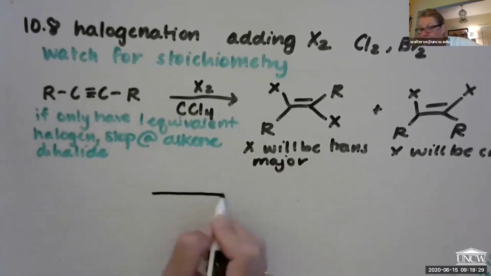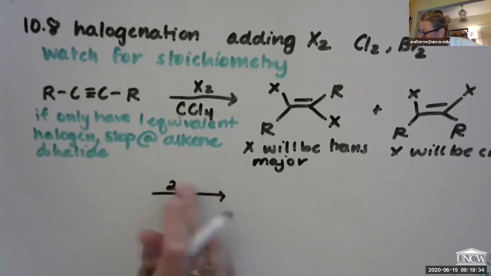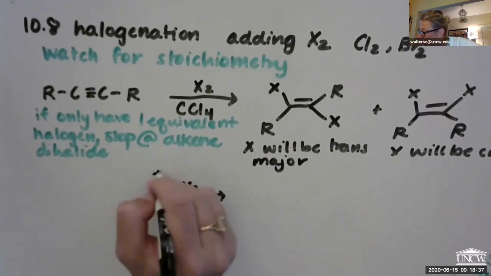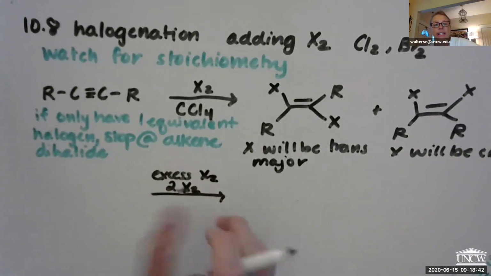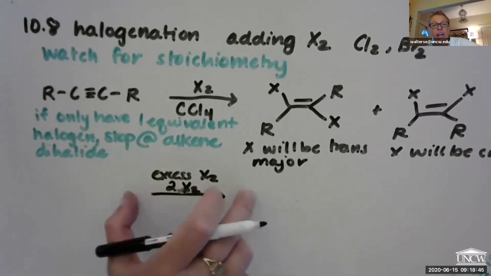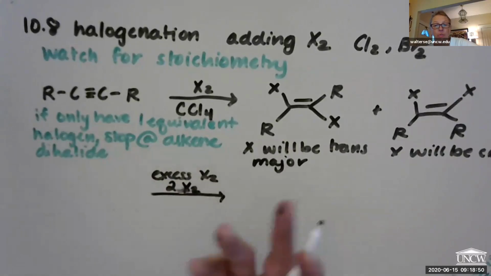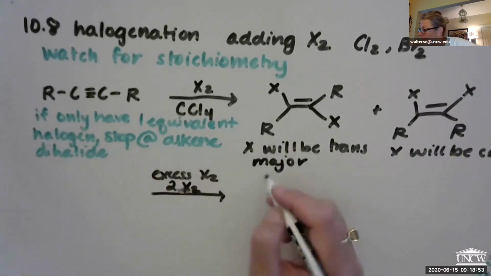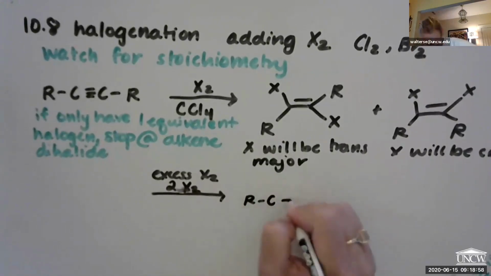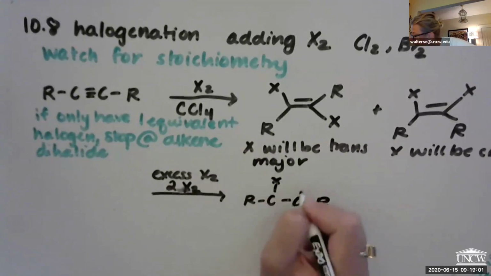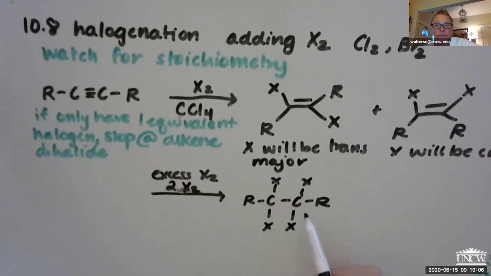If instead you take that same reactant and you either write 2 X2, or you could write excess X2. So it just means that this is in significant concentration so that the halogenation reaction occurs twice, and then you would end up with a tetrahalide like this. And then you'd only get this one product.